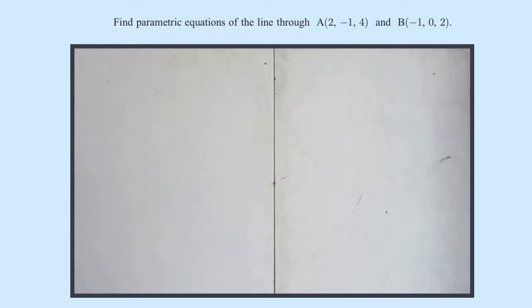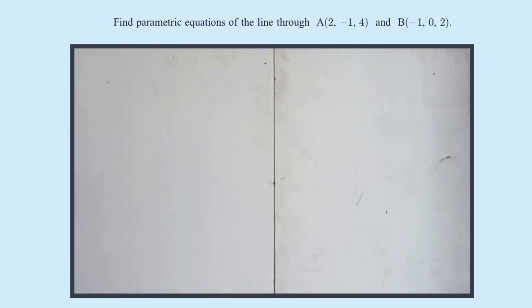Find parametric equations of the line through A at (2, -1, 4) and B at (-1, 0, 2). So I'm going to start with a vector equation. I'll turn it into parametric equations. Not everybody would do it like that. I personally just find vector equations make a lot more sense to me.